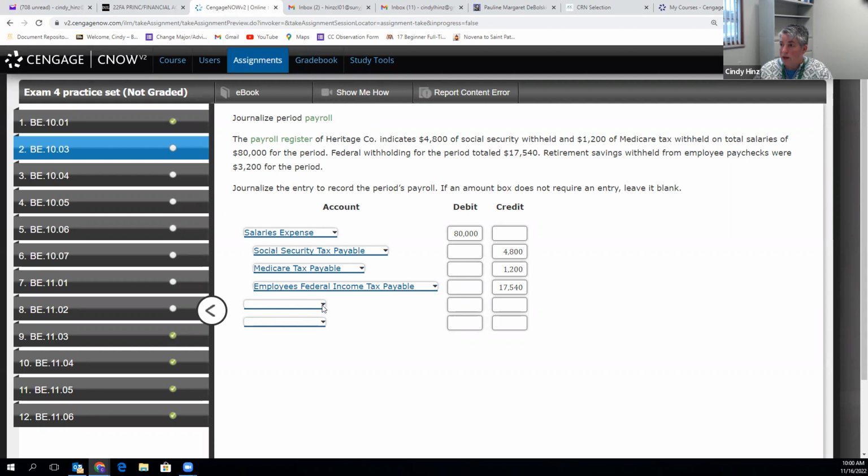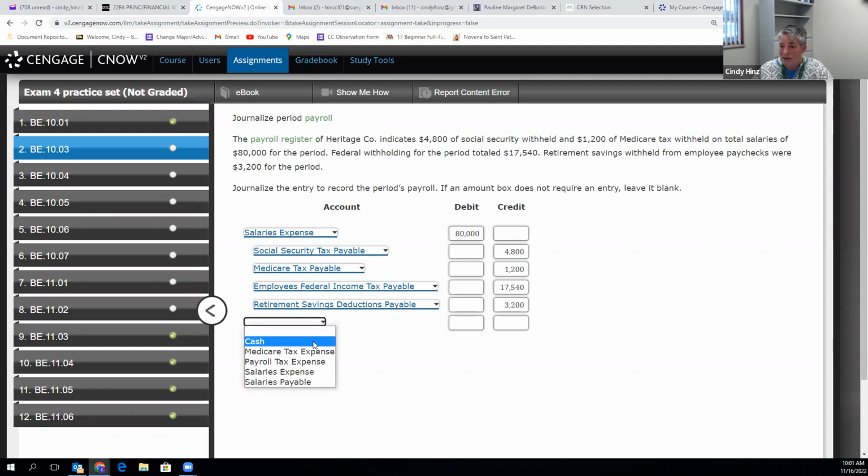And what retirement savings withheld. And so that money is going to be sent to whoever is the custodian of our retirement funds, the 401k or 403b or whatever. We are keeping that out and depositing it into those investment funds on our employees' behalf.